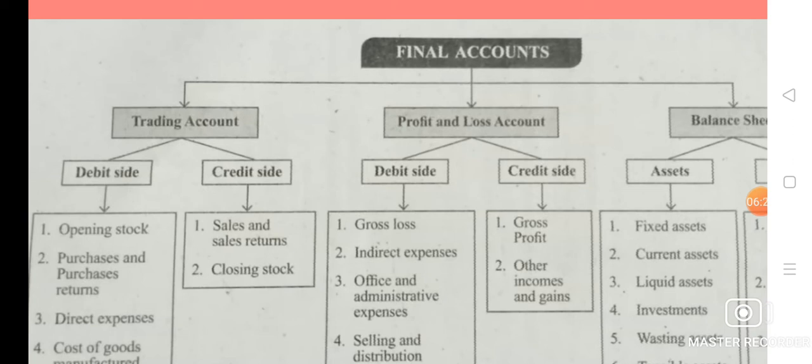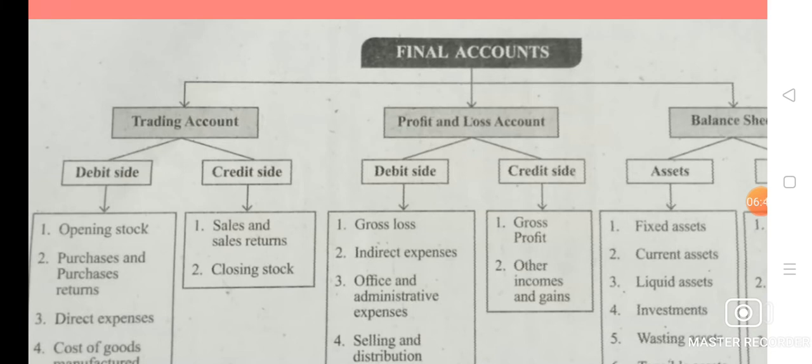So balance sheet means... so what are the advantages first? What are the advantages of preparing a balance sheet? What is the purpose of preparing a balance sheet?